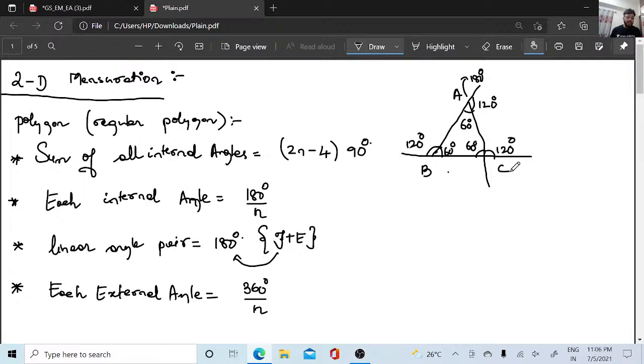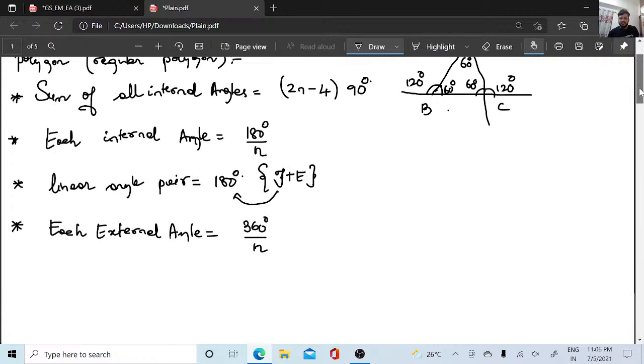The sum of all internal angles is equal to (2n minus 4) into 90 degrees. Now moving forward to the next concept.